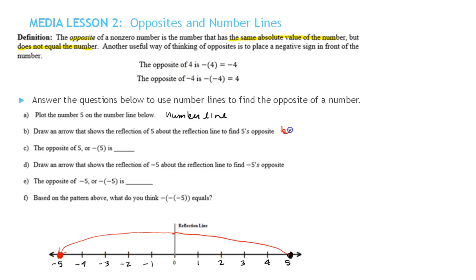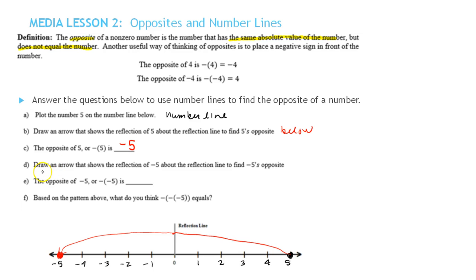Okay, so here we'll put below because we drew our arrow. And then we can say the opposite of 5, or we'll read this, the opposite of 5. When the number is in parentheses, typically we read this as an opposite, is negative 5.